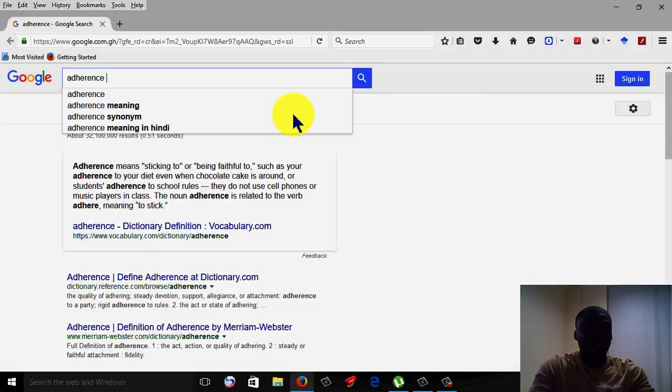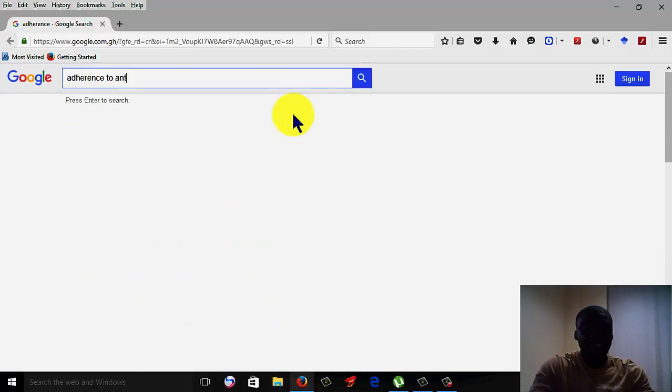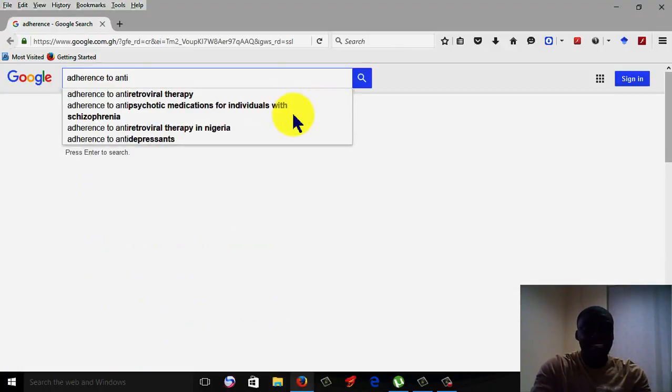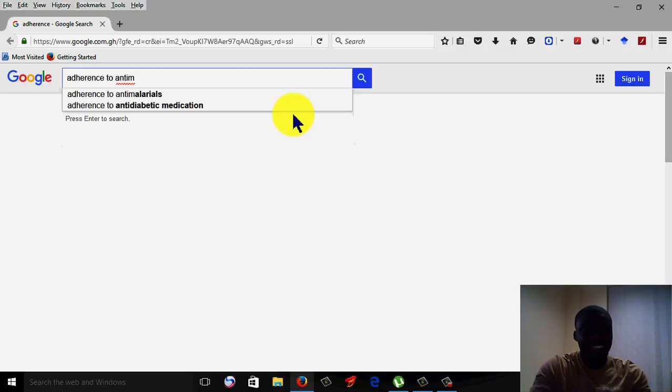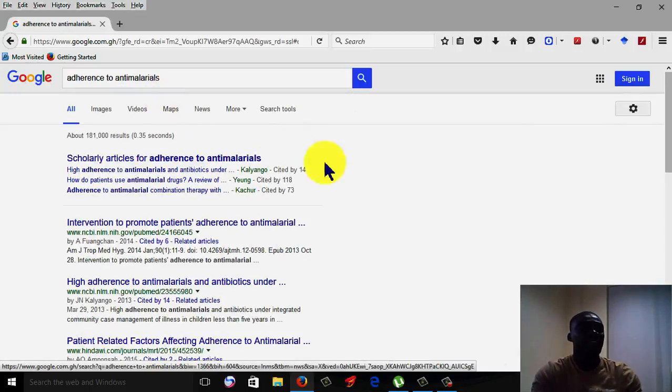Adherence to anti-malaria drugs. Anti-malaria medication. Oh, but it can be just anti-malarials. That should be okay for us.